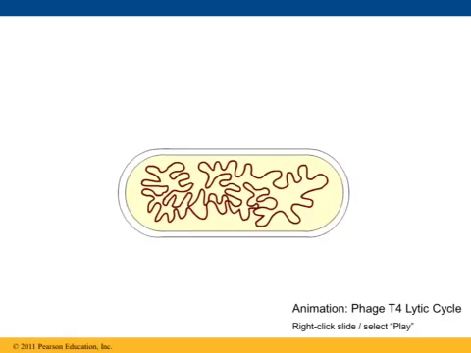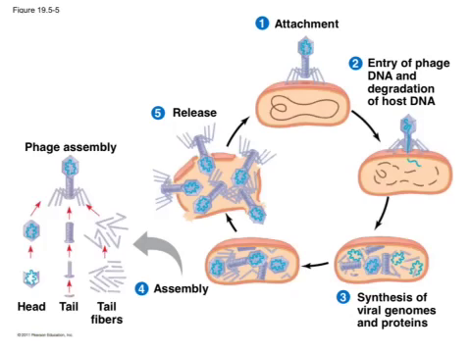All right. Another video that we will play in class, because again, it's not supported by the medium I'm using to make this video. So these are the steps within the lytic cycle, and it starts off with the attachment of the virus, then the entry of the DNA and the degradation of the host DNA, and then the synthesis of viral genomes and proteins, the assembly of the new proteins with their DNA, and the lysing of the cell, which allows the new viruses to be released.